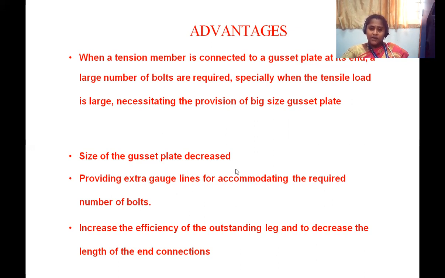For accommodating the number of bolts required, we go for an additional smaller angle, which will increase the efficiency of the outstanding leg. The outstanding leg is there in the angle section because only one leg will be connected and the other leg will be totally free, and that is what we call the outstanding leg. That will decrease the length of the end connections.